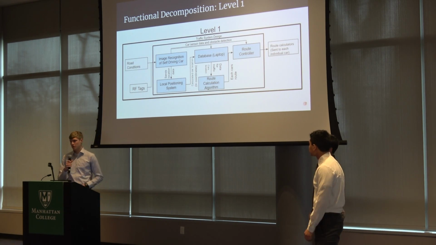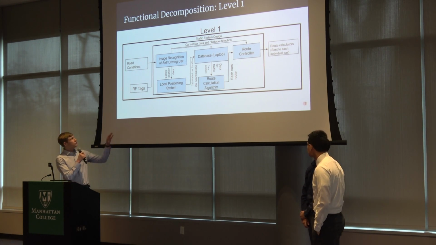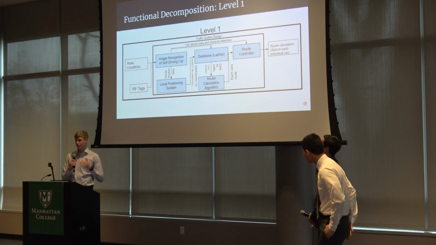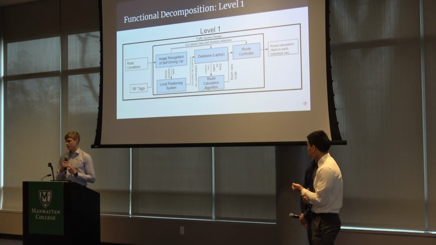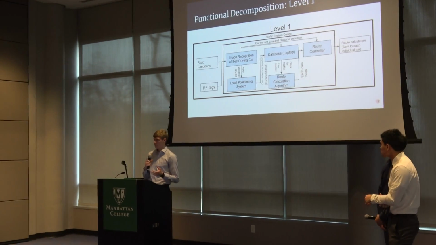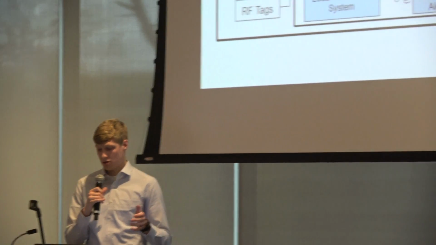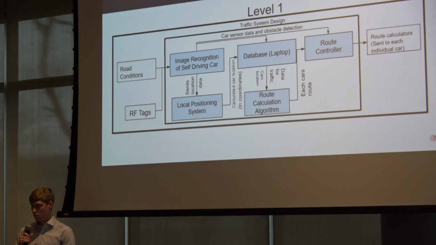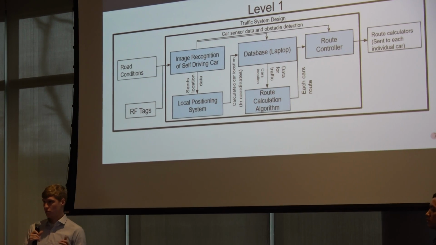So just a better way to describe our system, we went into more detail with our level 1 of our functional decomposition. We start on the left with the same inputs, the road conditions and the RF tag. These are both fed into our image recognition of our self-driving car. This is done through an RFID reader, an ultrasonic sensor, and a Raspberry Pi camera. This is all mounted onto a Raspberry Pi, which is on our RC car. This then sends the car sensor data and the obstacle detection data to our database, which stores the information in our route controller. The image recognition of the car also sends the location data to our local positioning system.